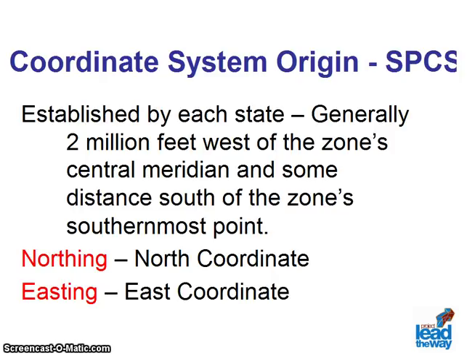The origin for each zone is established by each state. Generally, the origin is 2 million feet west of the zone's central meridian and some distance south of the zone's southernmost point. There's no standard for the southern distance. Each zone is uniquely different. It might be interesting to have your students do some research and find out where the origin for your zone is. As with the UTM system, the northing is the word used to describe the north coordinate, and the easting the term for the east coordinate.